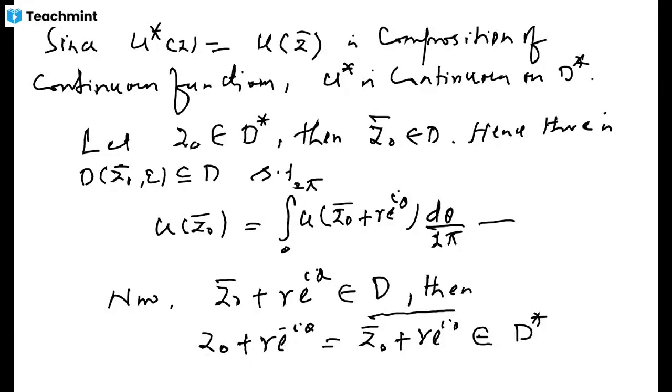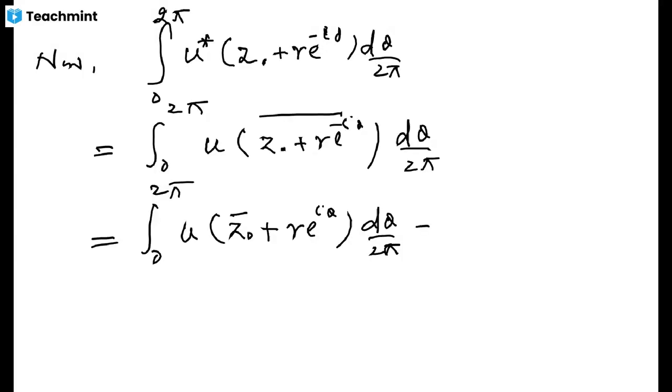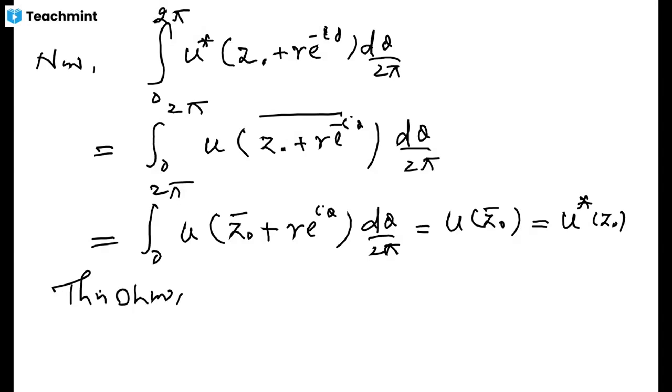Let me call it equation 1. From equation 1 you see that it is the value of u at z naught conjugate, and by definition of u star this is nothing but u star at z naught. This shows that the value of u star at z naught is equal to the average of u star on the circle of radius r. So this shows that u star satisfies the mean value property.